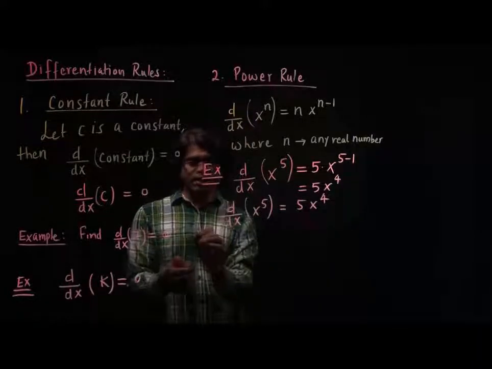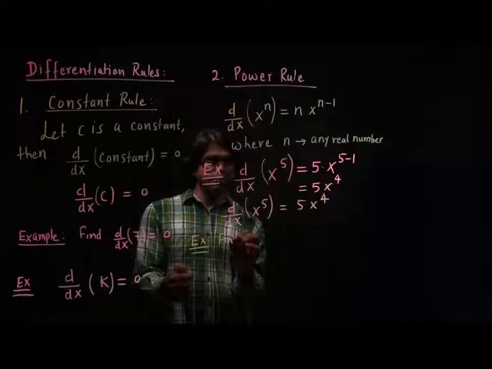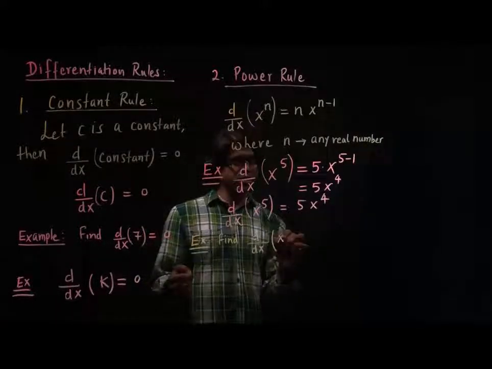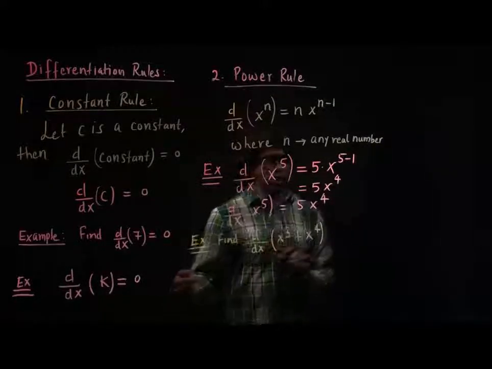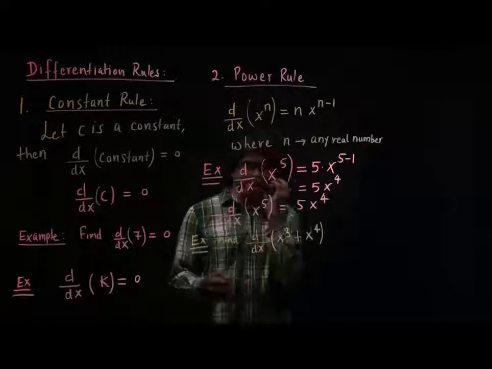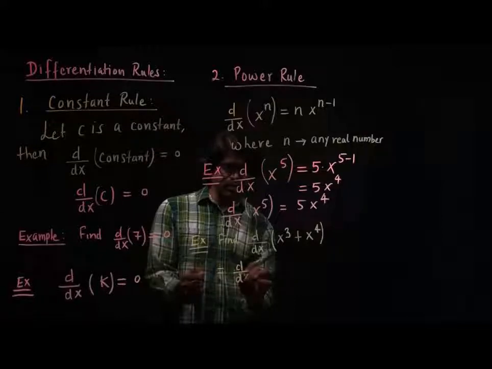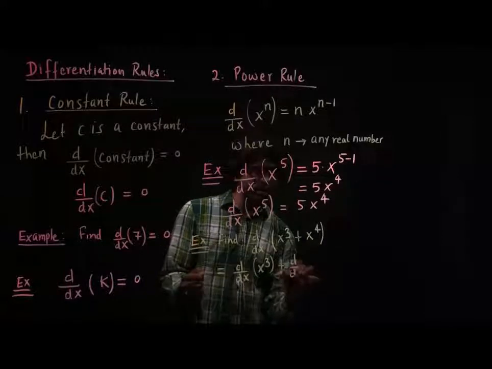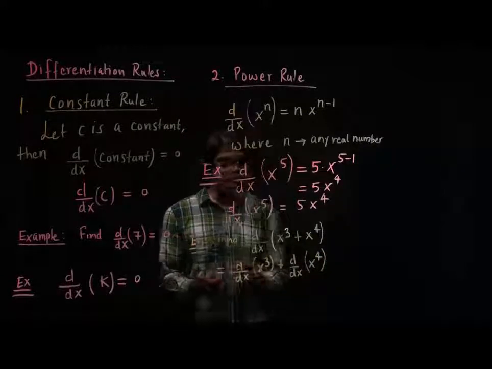Now let's consider another example. So my next example is find d by dx of x cubed plus x to the power 4. Right? So what I'm going to do, I'm going to distribute the d by dx inside, and if I do that, I will write this one as d by dx of x cubed plus d by dx of x to the power 4, right? Now let's use the power rule.